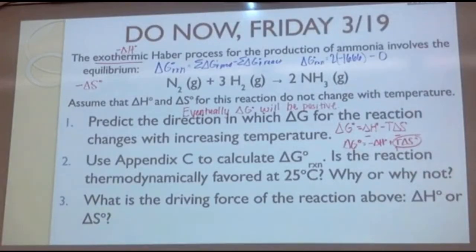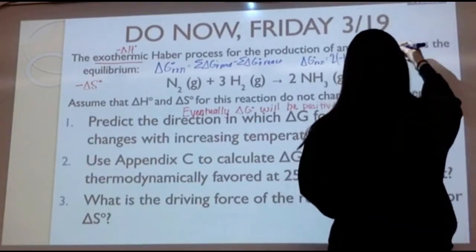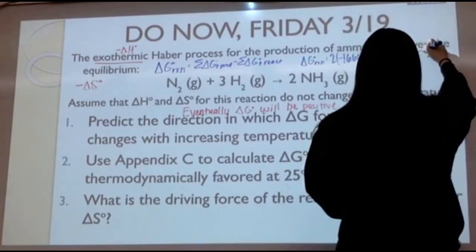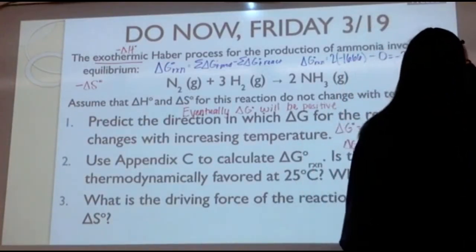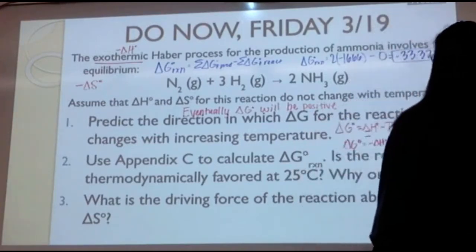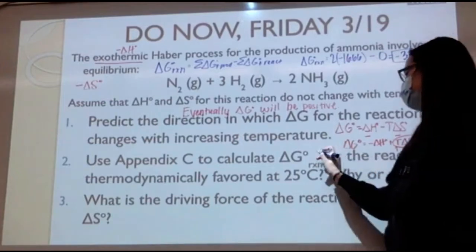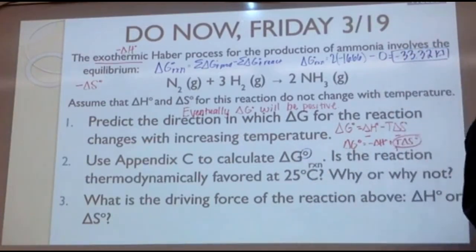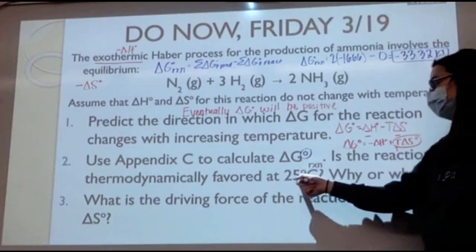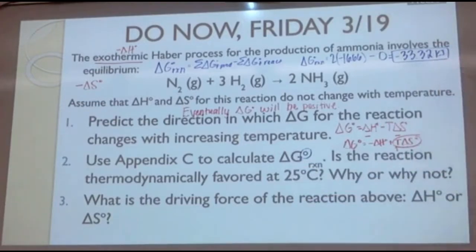2 times negative 16.66. Would I have done this without a calculator? Probably. Negative 33.32 kilojoules. That's number 2. I'm just trying to do it in some free space. So then it says, is the reaction thermodynamically favored at 25 degrees Celsius? Why or why not? Remember that this little not symbol means standard conditions. 25 degrees Celsius is standard conditions. So we can just look at our value of delta G. Is this thermodynamically favored? Is it spontaneous? Yes.